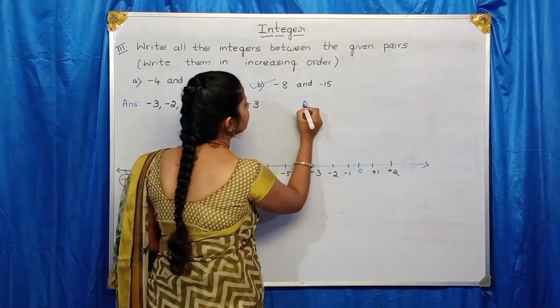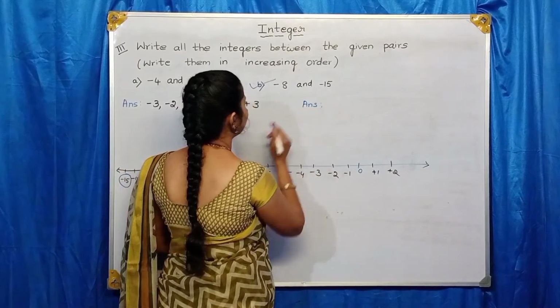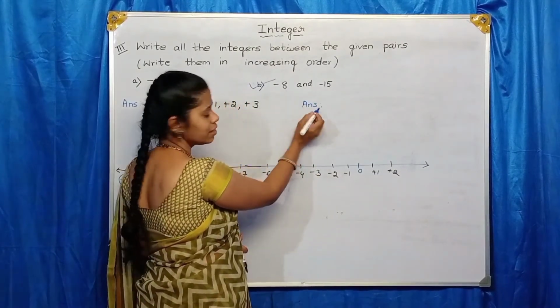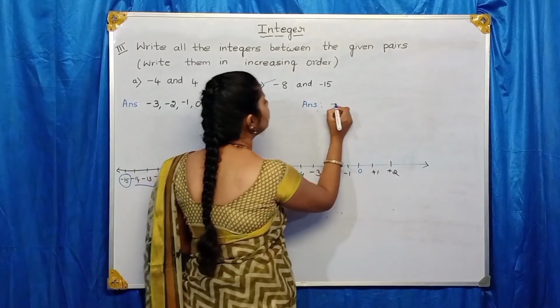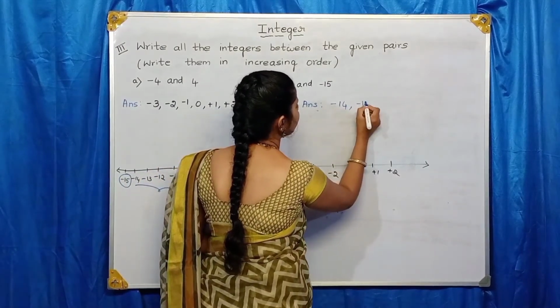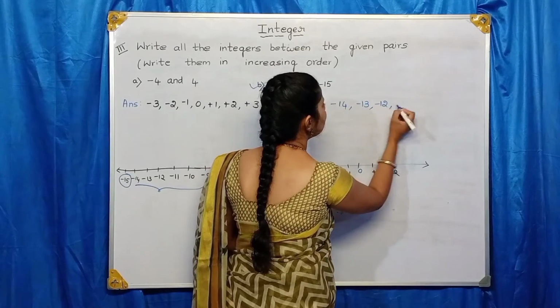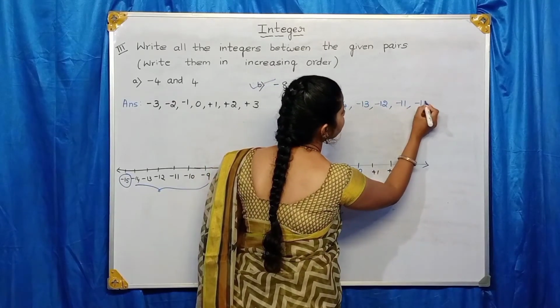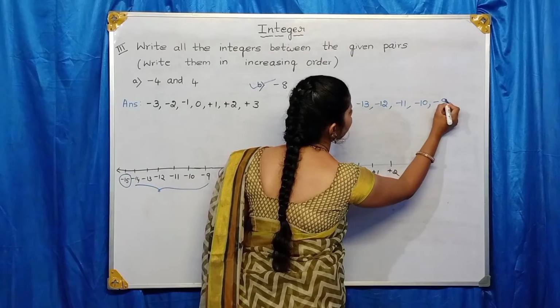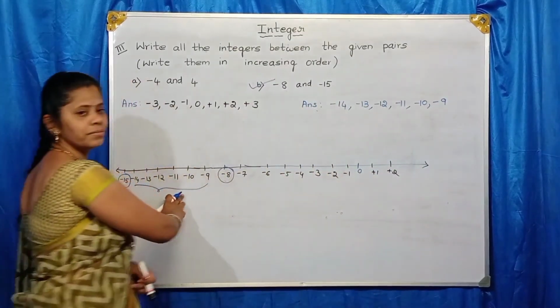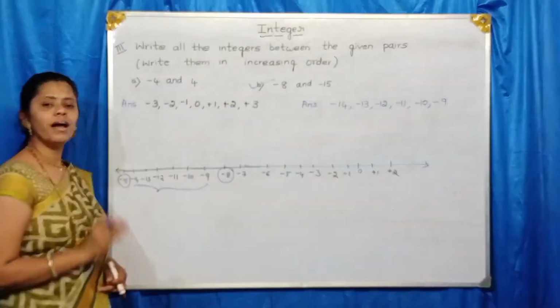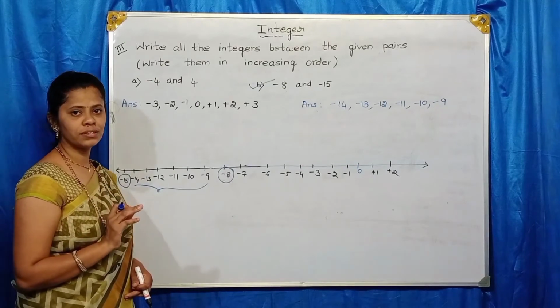So, for the second one, our answer is -14, -13, -12, -11, -10, -9. Okay. I hope you have understood this.